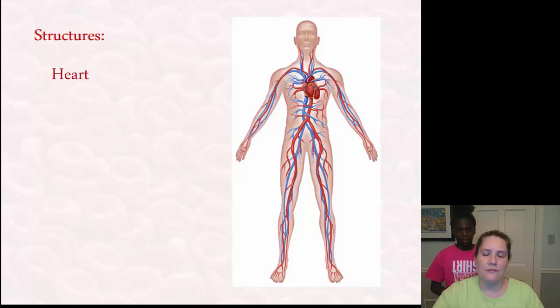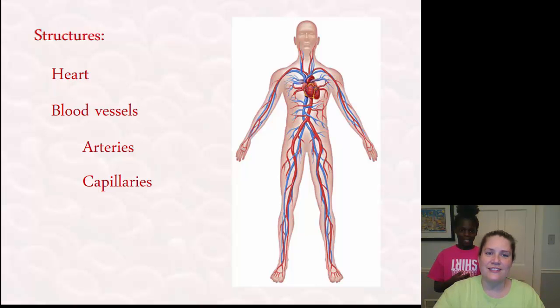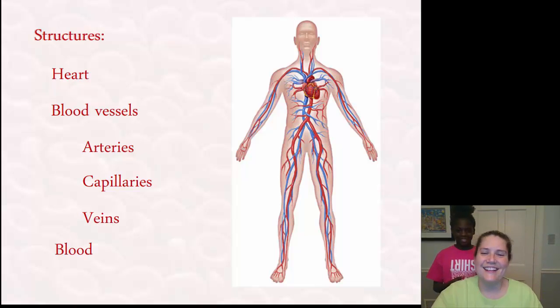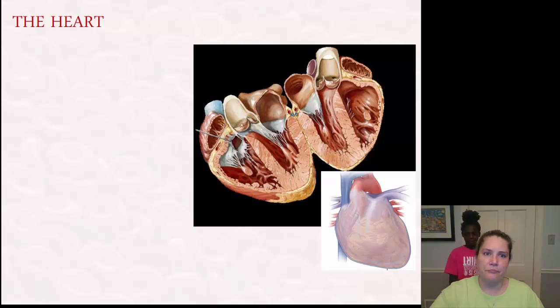So the main parts of the circulatory system are going to be the heart, blood vessels, and then there are three types of blood vessels: arteries, capillaries, and veins. And then there's also the blood. Remember we talked about how blood is a tissue? We don't really think about it as being a structure, but it is one of the main parts of the circulatory system. So again, heart, blood vessels, blood.